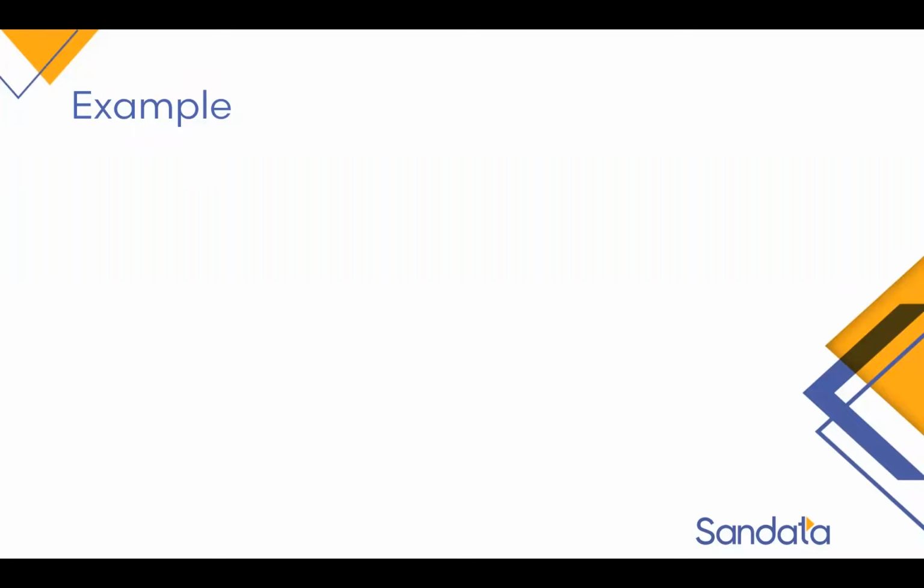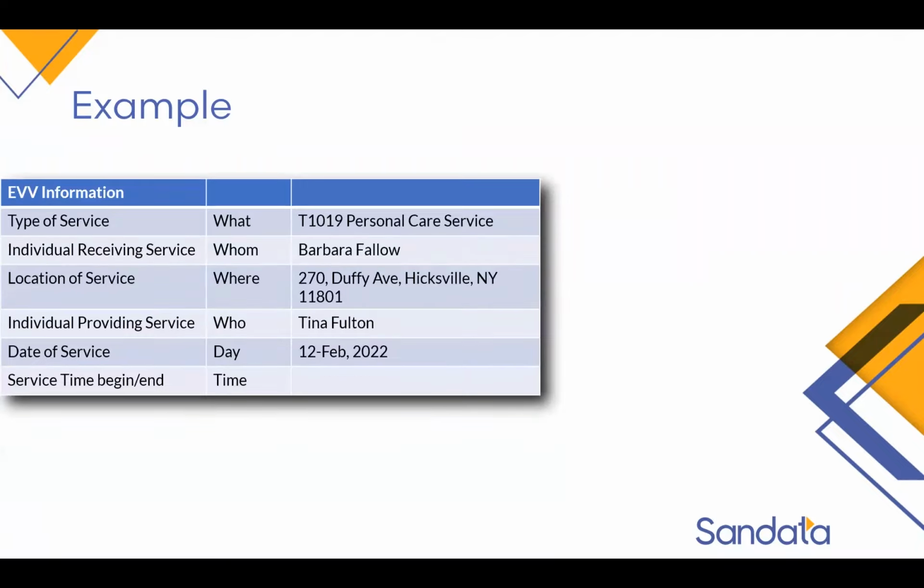So here's an example. Now the data here that I'm going to show you is not real data. It is made up data, but the actual example is real, right? So here's an example. Okay, so this is the EVV information or the visit information that we got, and you can see the 6 attributes. Type of service, which is the what. You can see that T1019 is the code. You can see the whom and the who, right?